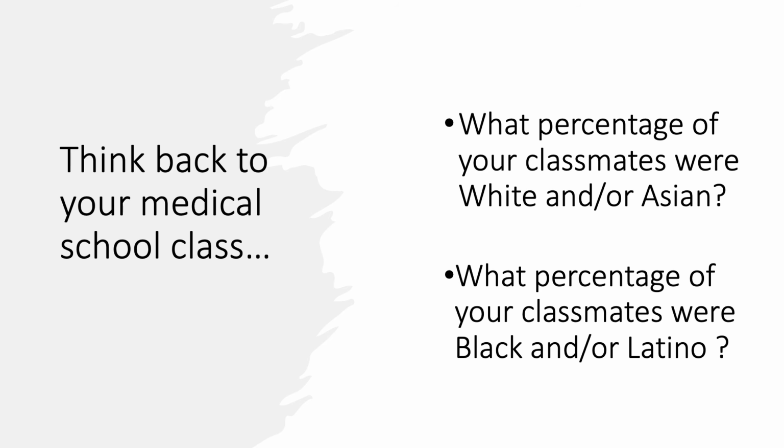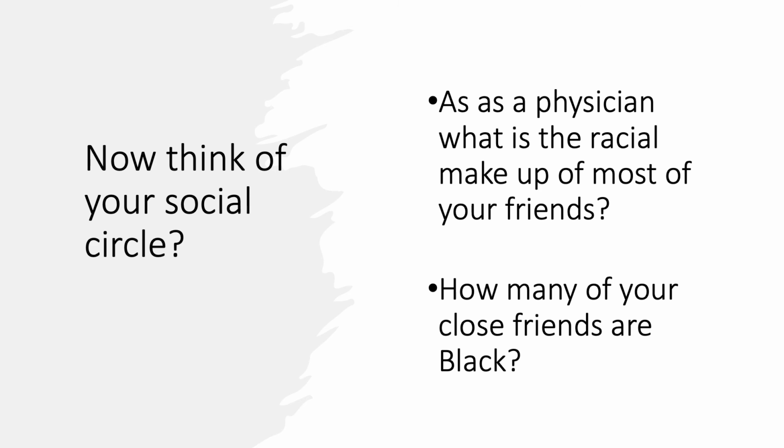Before I move on, I want you to think back to your medical school class. What percentage of your classmates were white and or Asian? What percentage of your classmates were black and or Latino? Now think back to your social circle. As a physician, what is the racial makeup of most of your friends? How many of your friends are black? How many of your friends are white? I ask this question because that is the single biggest factor in determining and eliminating the potential for implicit bias.